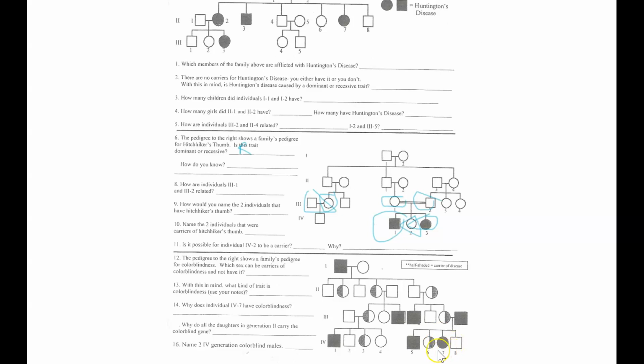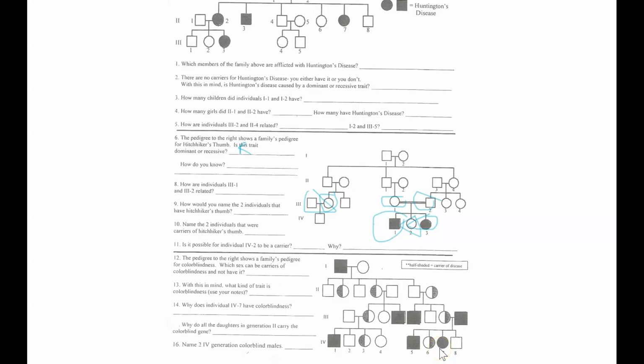The reason why she has the colorblind gene is because the dad is affected right over here. The dad is affected as well, and the mom right over here is a carrier of the colorblind gene. Even though she's not colorblind, she's a carrier. So basically, this individual is getting recessive alleles from both parents, and that's why she's definitely colorblind.